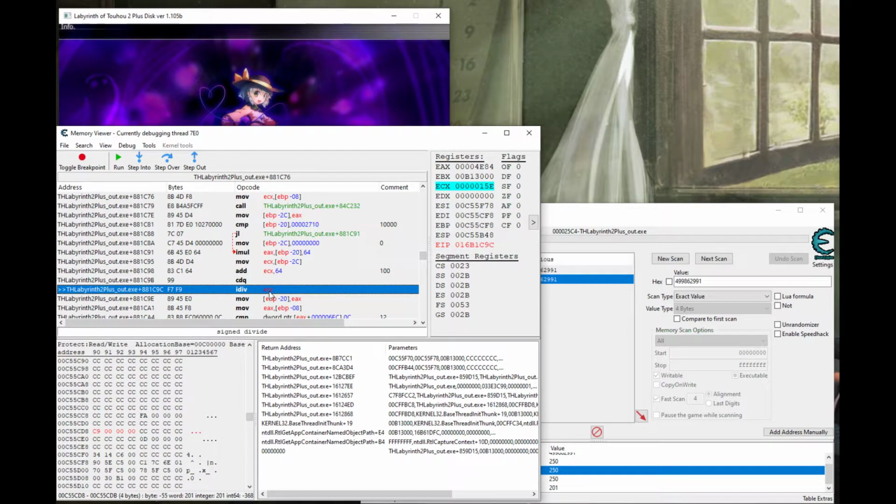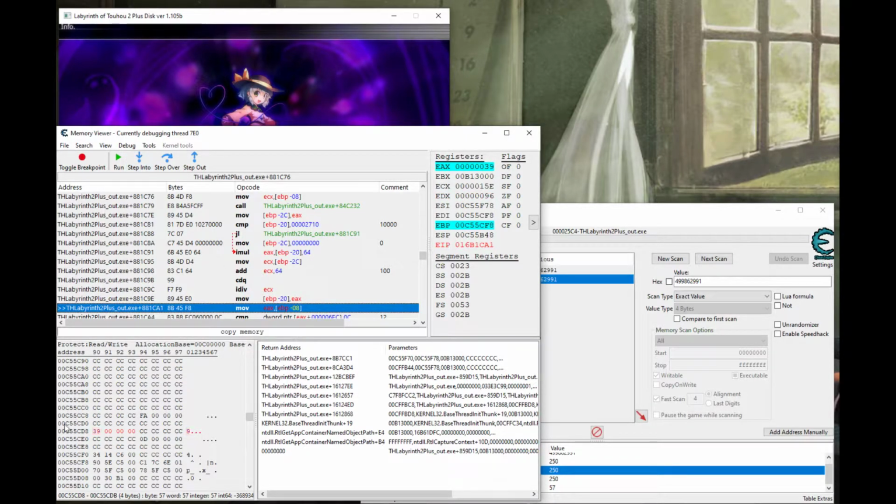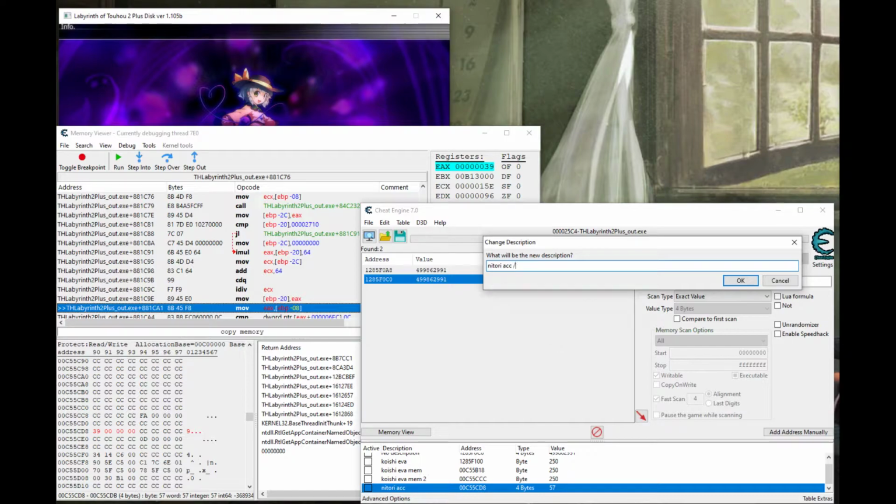Now the game does a division, and idiv divides EAX by the specified register, so in this case ECX. And so what we are effectively dividing here is accuracy times 100 by evasion plus 100. And this result, which is in EAX, will now get stored at EBP-20. So you can see here that it changed to 39 hex or 57 decimal. So let's update our description here.